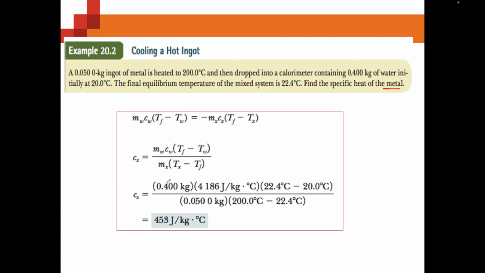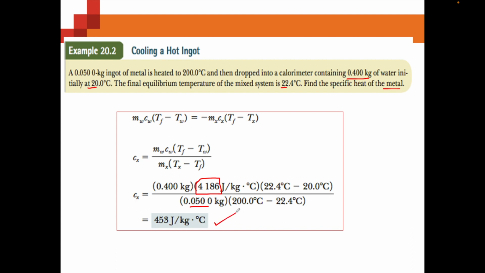I will take 0.4, this is the kilograms of my water, multiply that by the heat capacity of water. It is given to you on the front page of an exam, and this is a constant. Then multiply by the change of that temperature. It started at 20 and finished at 22, so I'll do 22 minus 20. Then I will divide that by the mass of the ingot multiplied by the change of its temperature, 200 minus 22. And I will get 453 joules per kilogram Celsius.